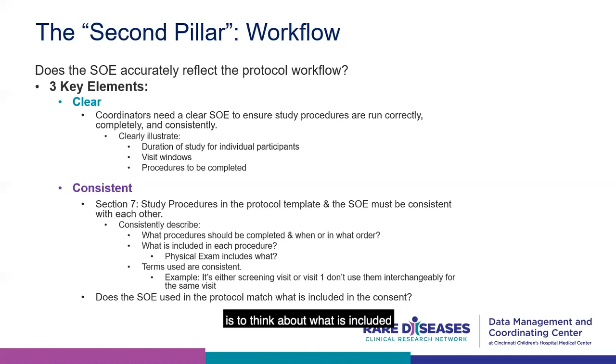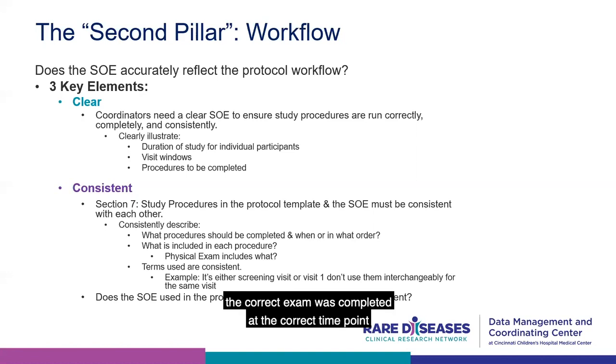Something else to aid consistency is to think about what is included in the various procedures. If the protocol states a physical exam is to be performed at the baseline visit, but an abbreviated exam will be done at other visits, what's the difference between those two exams? Maybe list in the table just exam, but then add a footnote to explain what will be done for each type of exam performed. This could help with ensuring the correct exam was completed at the correct time point in the study visits.